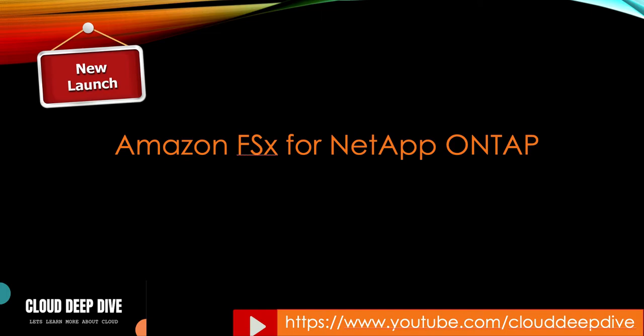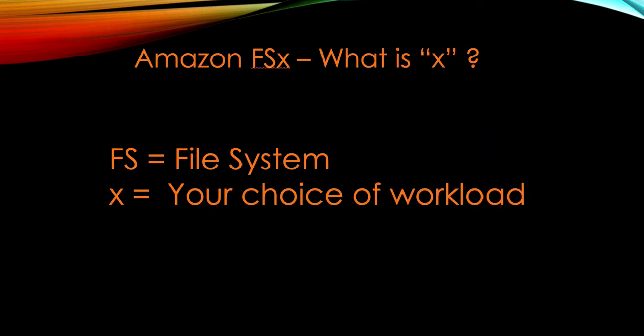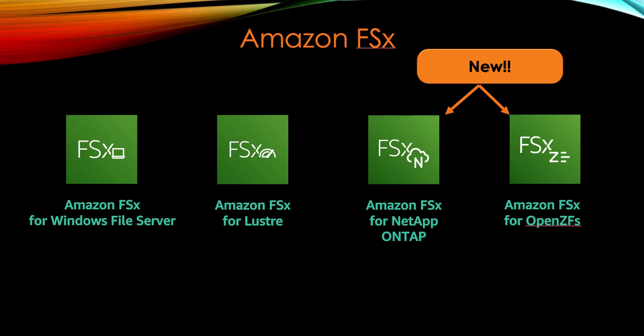In today's video, we will talk about Amazon FSx for NetApp ONTAP. So if we talk about FSx, what is an FSx? F and S stand for file system, and what is the meaning of X here? X means your choice of workload. Whatever workload you want to run, you can choose that.